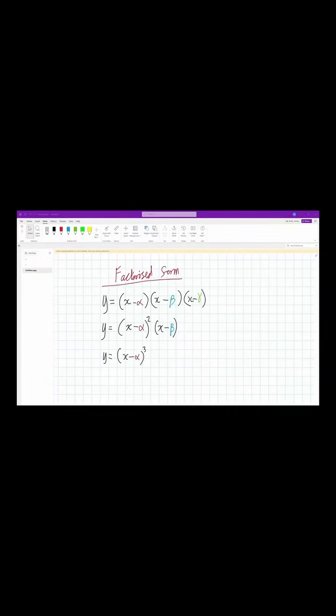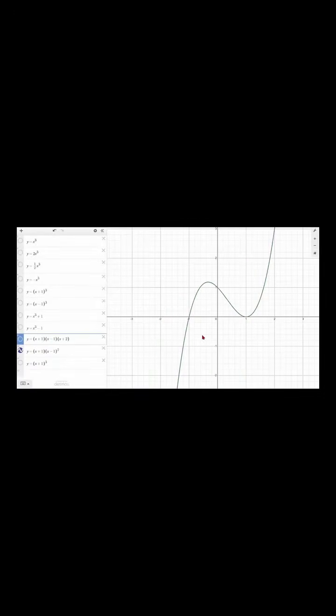The next format we have here, guys, is going to be y equals (x minus alpha) squared times (x minus beta). And this is a situation where essentially we have a squared factor and a non-squared factor giving us our cubic. And well, in this case, switching over to Desmos, what we would have is this sort of situation here.